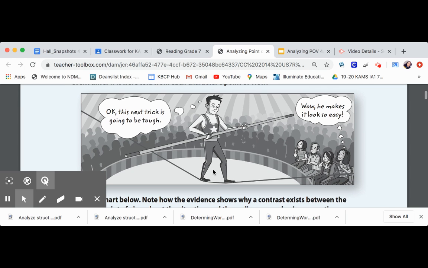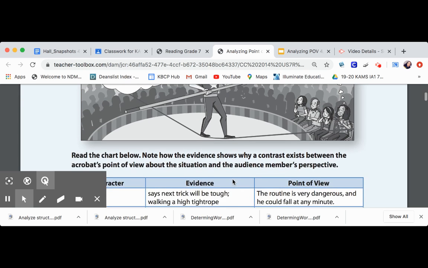So let's move on down. The chart that I'm about to show you is how to contrast different character points of view by examining the evidence and stressing the who that tells the story and how it affects the story being told. Okay, so let's go down here.